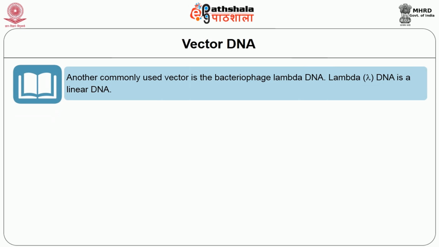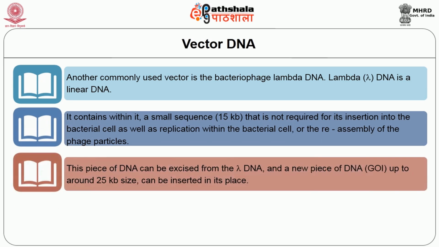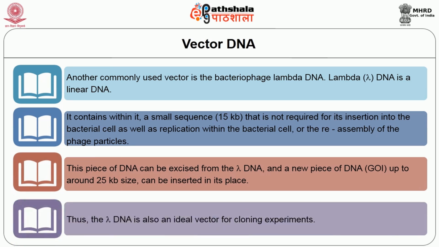Another commonly used vector is the bacteriophage lambda DNA. Lambda DNA is a linear DNA. It contains within its structure a small sequence about 15 kilobases long that is not required for its insertion into the bacterial cell or for its replication within the bacterial cell or for the reassembly of the phage particles. This piece of DNA can be excised from the lambda DNA and a new piece of DNA, that is your gene of interest, up to around 25 kilobase size can be inserted in its place. Thus, the lambda DNA is also an ideal vector for cloning experiments.